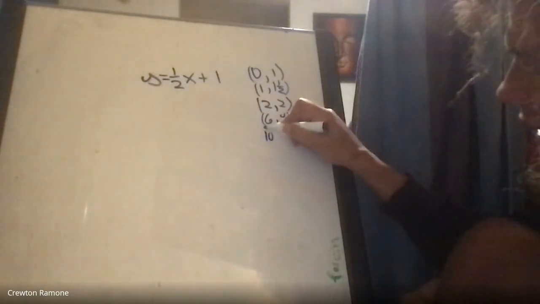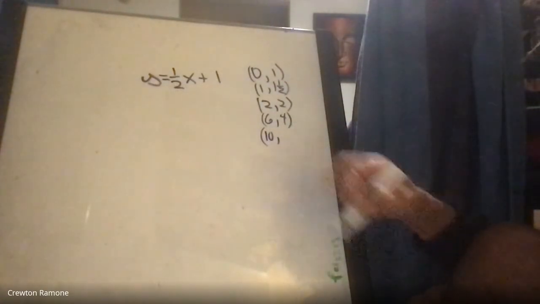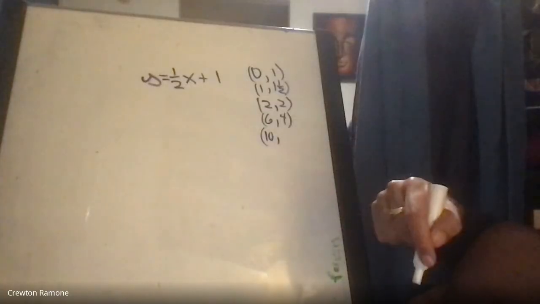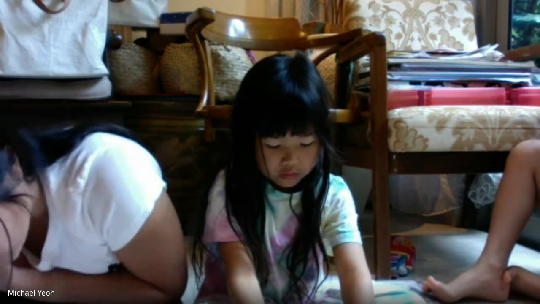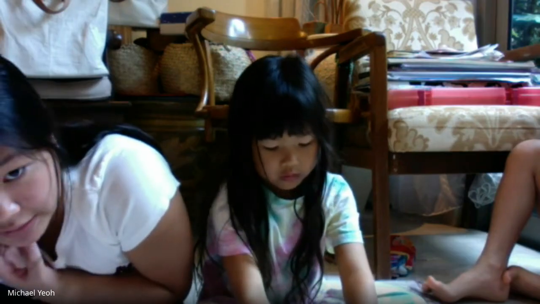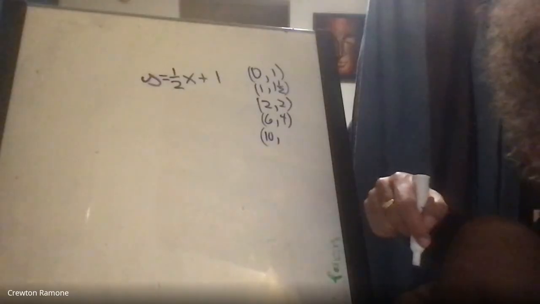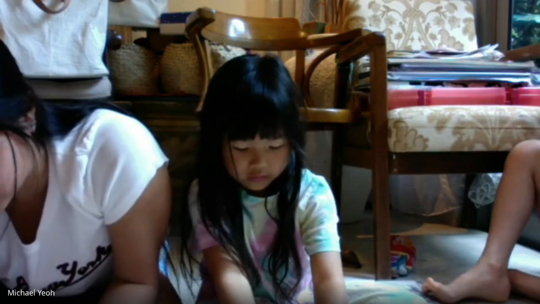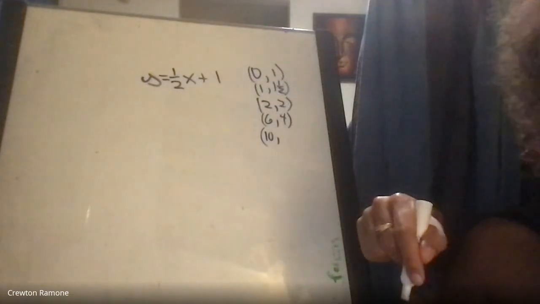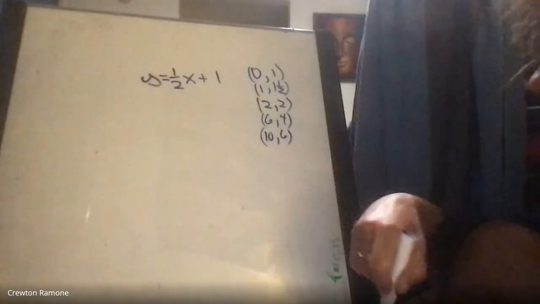Yes, you draw the graph. If x was 10, what would y be? David, either one of you. But David, what's half of 10? Half of 10 is 5. All right, plus 1. What's half of 10 plus 1? Half of 10 is 5, plus 1 is 6. It'll be 6. There you go. Oh, easy.